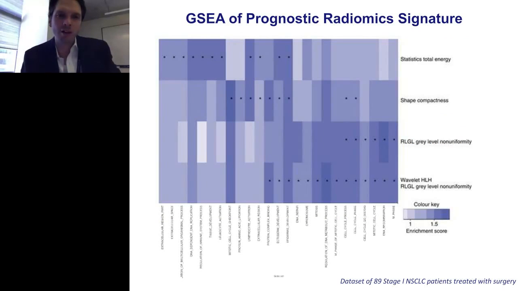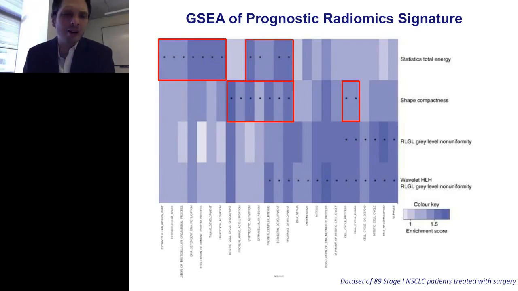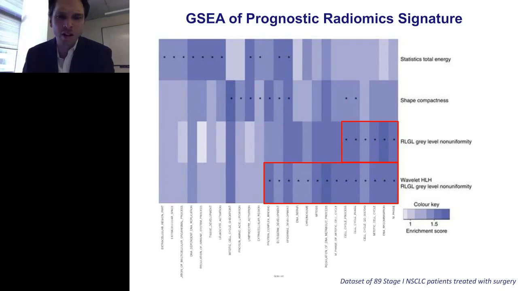All right, so what we did next is we investigated the four features that were in the signature. We wanted to see how they are correlated with different gene expression patterns. And what we found is that statistics total energy and shape compactness were significantly associated with some tissue development gene sets. But most importantly, the gray level non-uniformity and the wavelet gray level non-uniformity, the drivers of the signature that quantified intra-tumor heterogeneity, were very strongly correlated with cell cycling and proliferation.